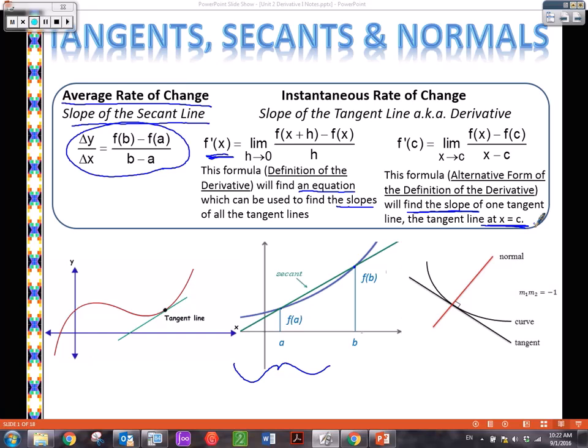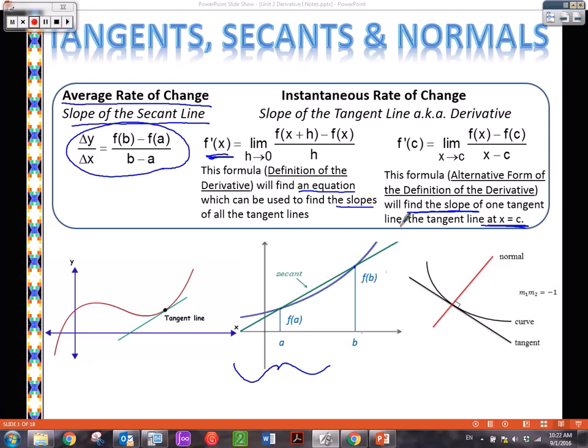So if you're going to need to get multiple values out of the derivative, you would want to find the actual equation. But if you just need one value, then this one is much easier and quicker to work with. Now I want to be real specific. I need you to know their names, which one is which.